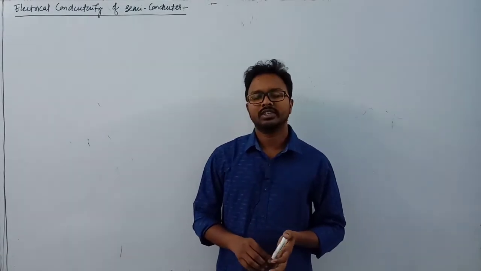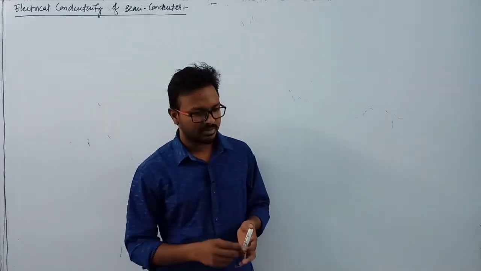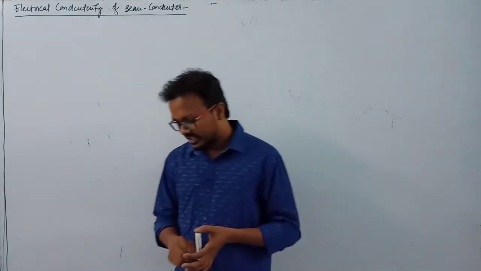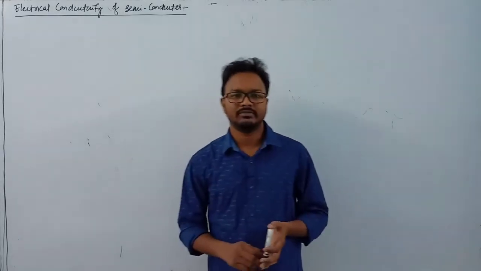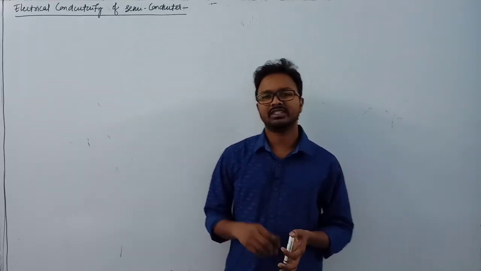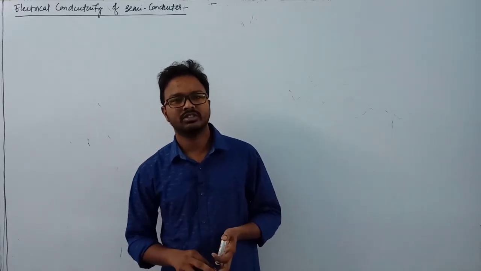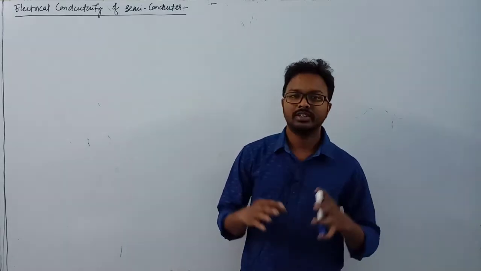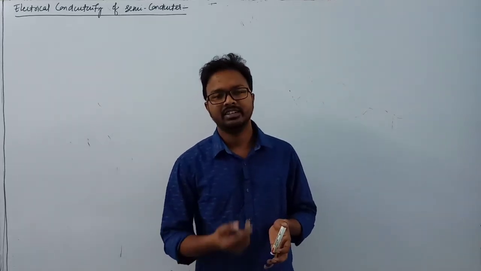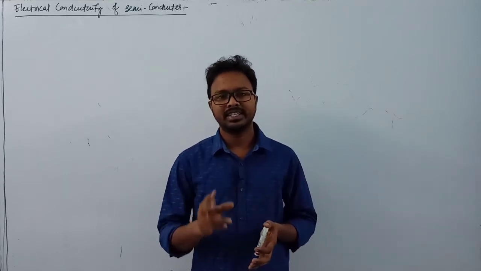Last class we discussed what is P-type semiconductor and what is N-type semiconductor. Actually there are two types of semiconductor, intrinsic and extrinsic. Intrinsic semiconductor means it is in pure form and the number of holes and number of electrons are the same. But in case of extrinsic semiconductor, we have to add some impurity to the pure semiconductor so that its conductivity can be increased, and there are two types of extrinsic semiconductor, P-type and N-type.